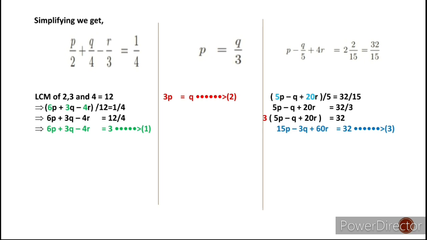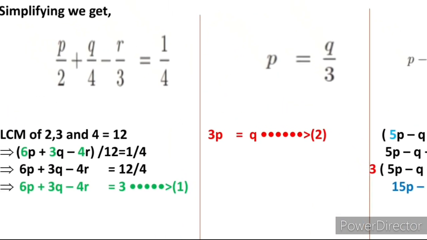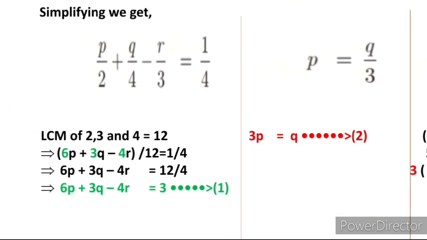So now we have to simplify all these three equations. How can we simplify? We simplify by taking the LCM of the denominators. I take the first one. Here we get the equation after changing: p by 2 plus q by 4 minus r by 3 is equal to 1 by 4. Now we have to take the LCM of the denominators.